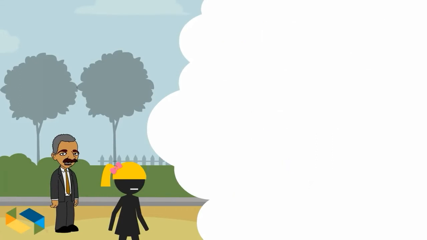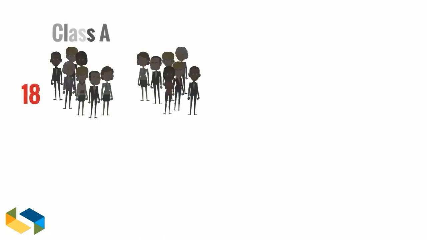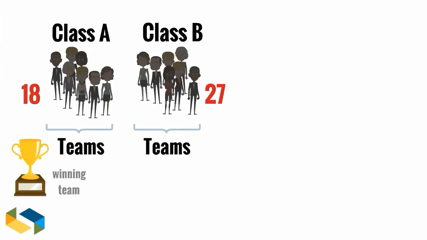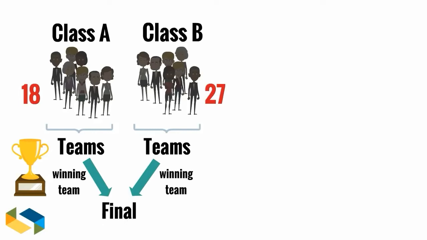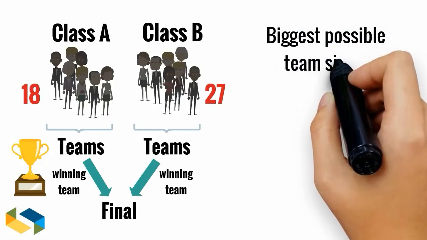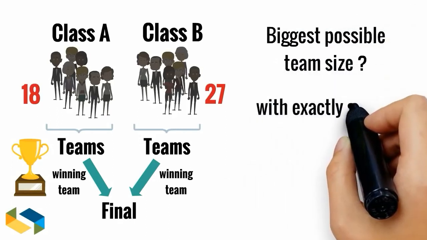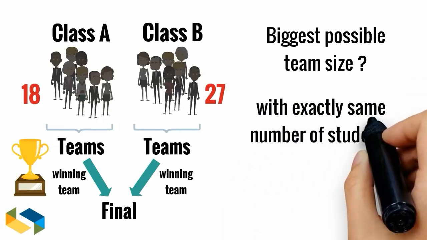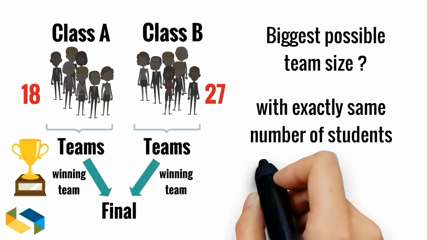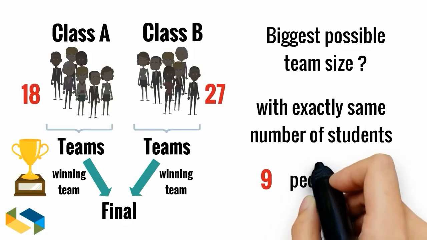To understand how this concept applies in real life, imagine this situation. Let's suppose there are 18 students in class A and 27 in class B. Each class divides into teams to prepare for an upcoming sports tournament. The winning team from each class plays each other in the final. What would be the biggest possible team size you could divide both these classes into, such that each team has the exact same number of students and that no one is left behind? Careful observation would tell you that the answer is 9. Easy.